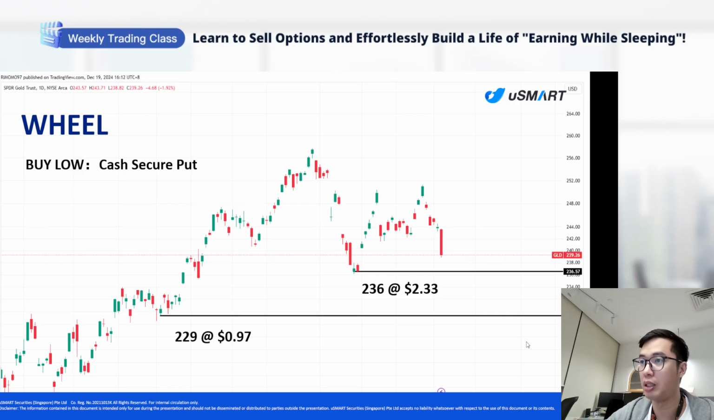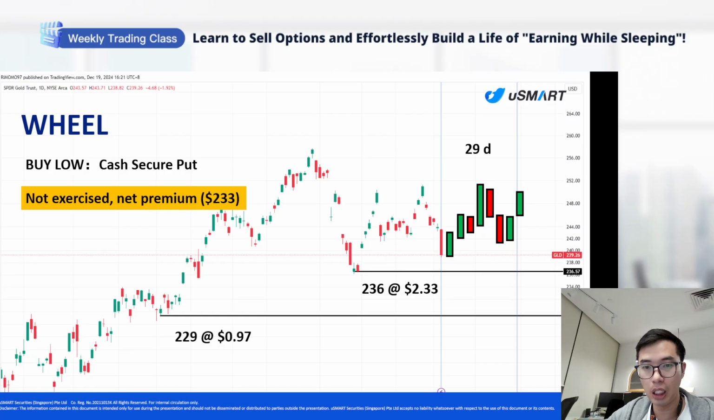This is extra money. This is how Warren Buffett likes to do it, because when he wants to buy a certain stock at a certain price, he will just open a sell put. If he wants to buy the stock, he will open the sell puts and then wait while earning the extra money.